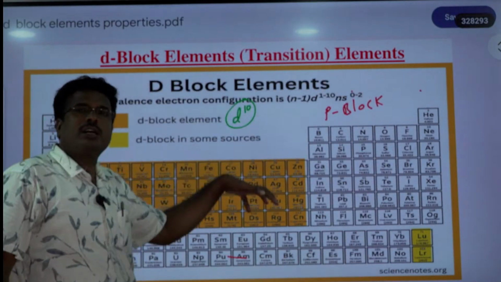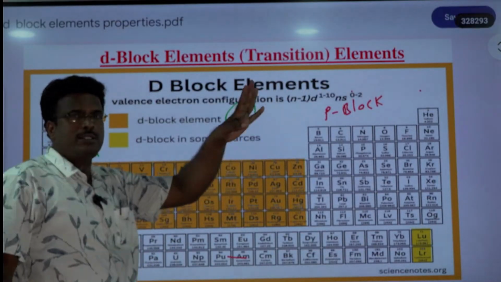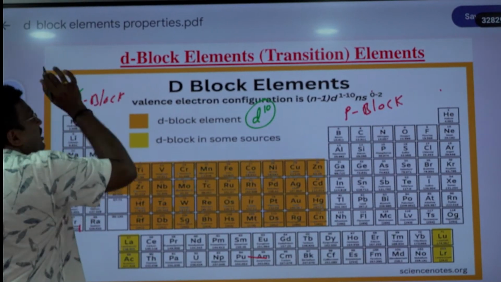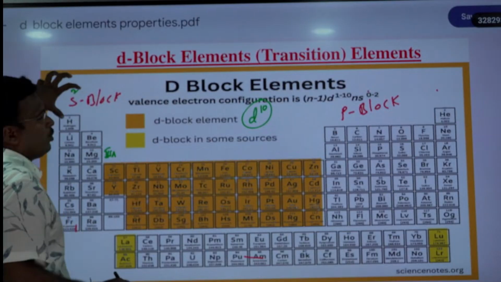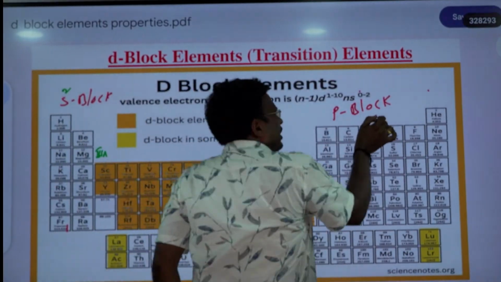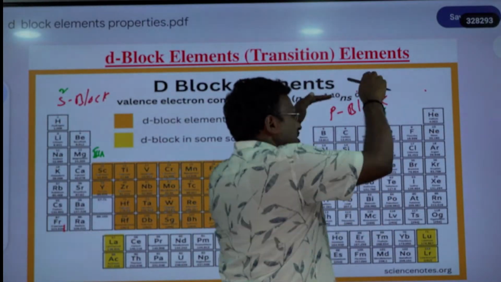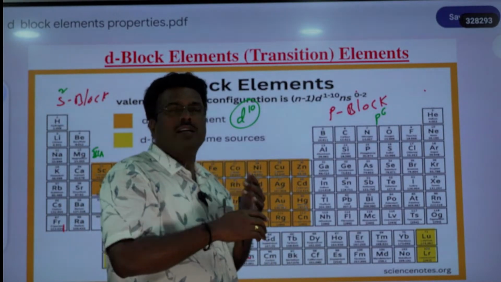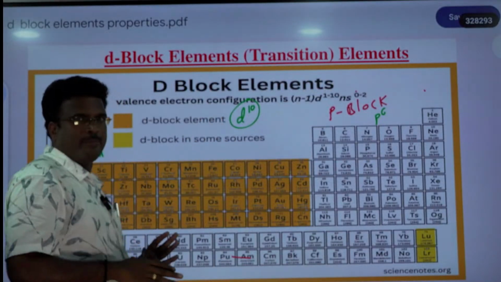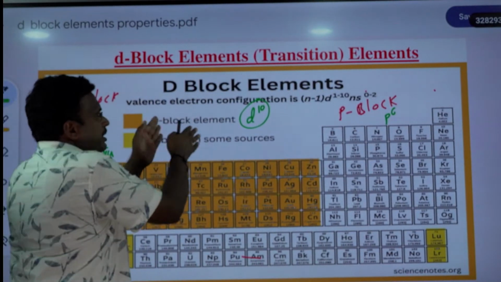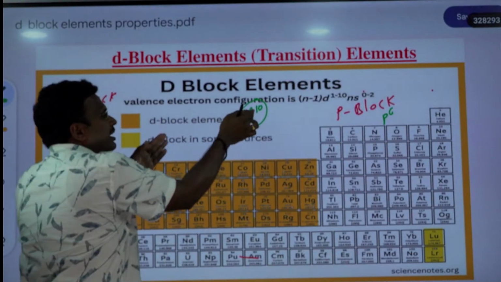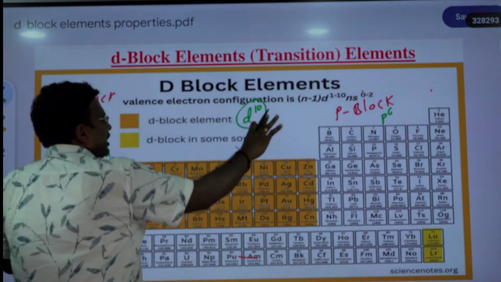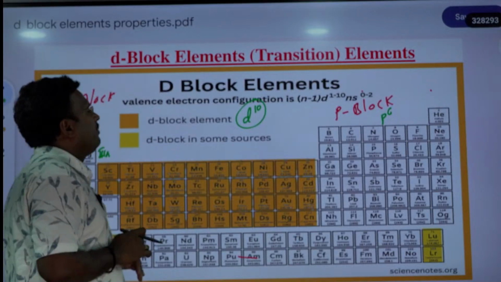So what are the groups? The vertical lines are called groups, horizontal lines are called periods, right? In the S block, in the S orbital, how many electrons are present? 2 electrons. That's why the S block contains 2 groups. In the P orbital, how many electrons are present? 6 electrons. That's why 6 groups are present. So based on which orbital the electrons are entering, that is called a group. In the D orbital there are 10 electrons, that's why 10 groups are present. This question is very, very important.